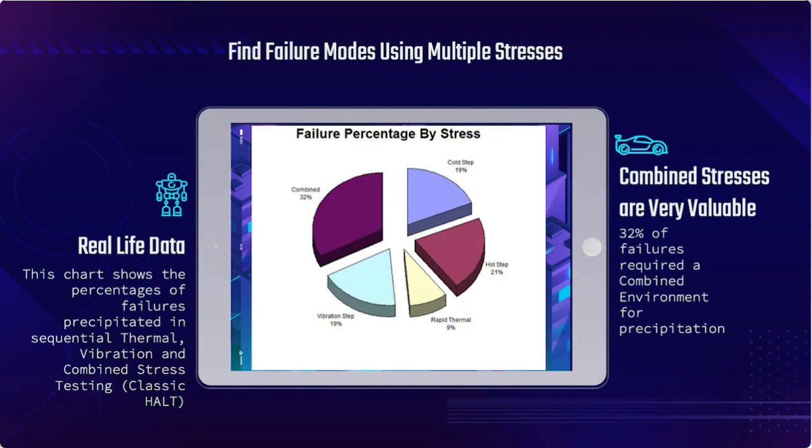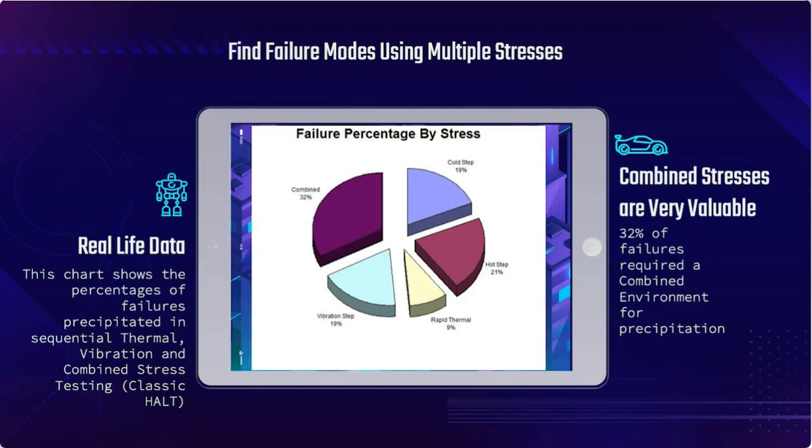Now here is a graph that can give you an idea of the true effectiveness of combining stresses. This graph represents data taken from HALT testing, highly accelerated life testing. And in this testing, the product is subjected to first cold, then hot thermal steps, then rapid thermal testing, rapid thermal cycling, then vibration at ambient temperatures, and then finally a combined environment of thermal and vibration. And in all cases, the vibration that's referenced is the repetitive shock stresses that I talked about earlier.